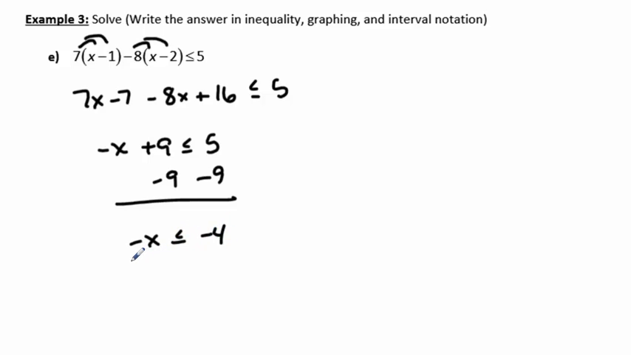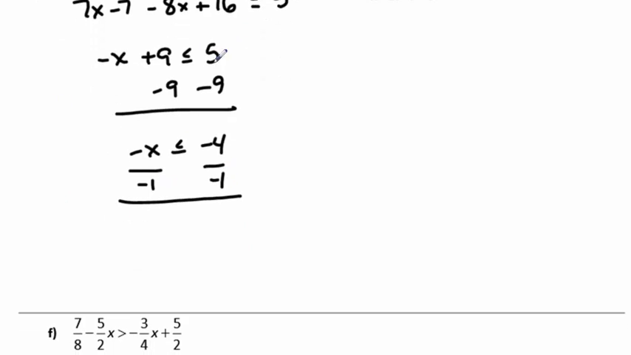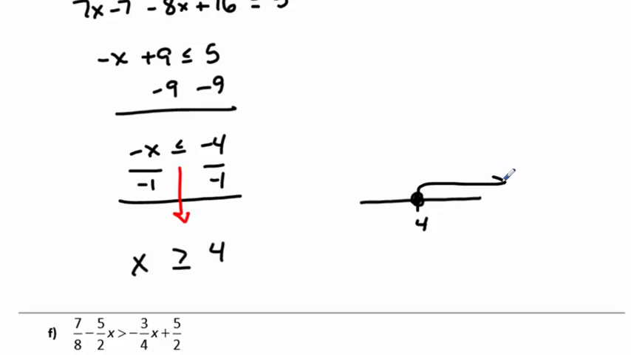And then we're going to divide both sides by negative 1 to get the x by itself. When I divide by a negative, remember that the inequality symbol is going to change. So now it's going to be x is greater than or equal to 4. So on a graph, this would look like 4, closed circle, greater than or equal to, again, so we're going to the right, bracket around 4, comma, infinity.